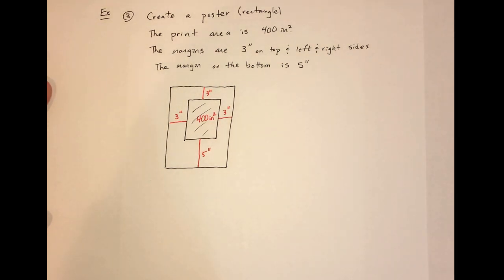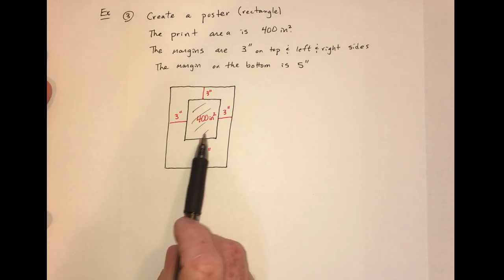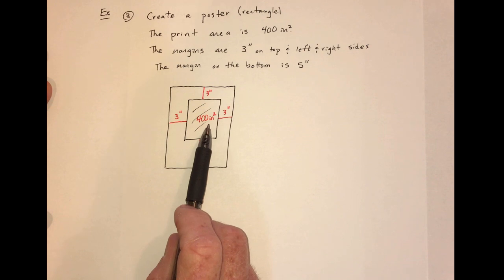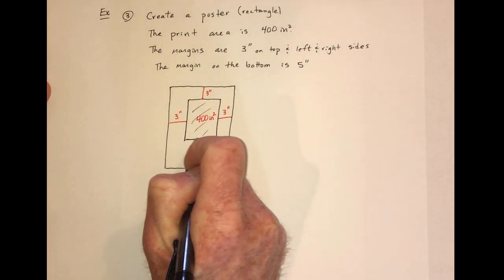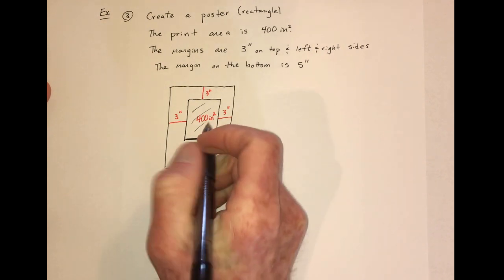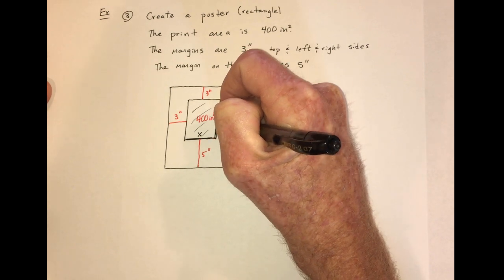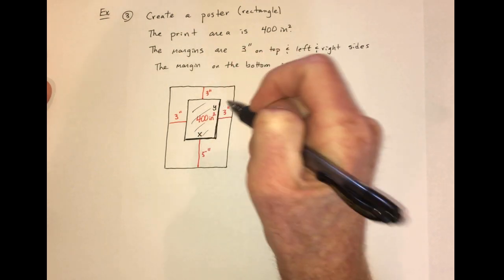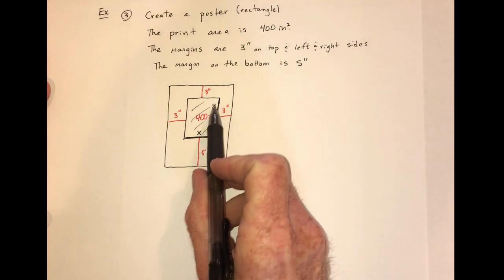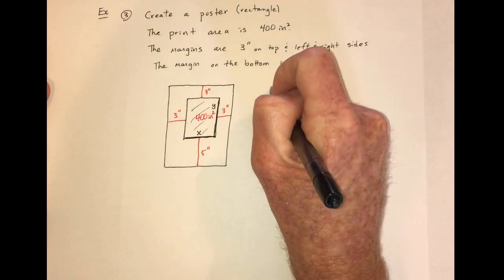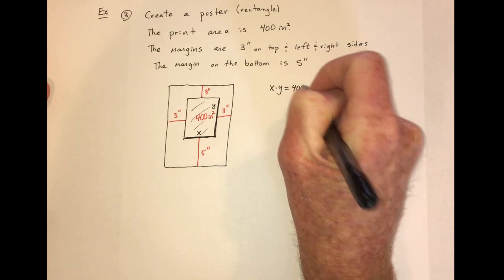Okay, so now we need to create a function because we really don't know, is this part in here a square or is it more rectangular? We don't really know. So use a variable down here, this side. I'm going to call that x inches. And this vertical part, that's going to be y inches. Which means that x times y is equal to 400. So one equation is going to be x times y equals 400.